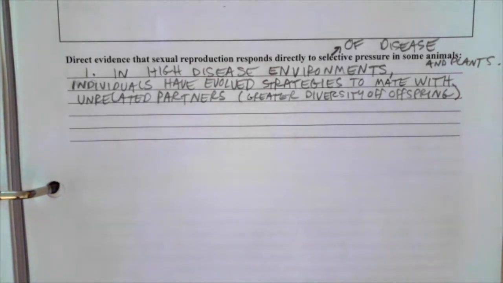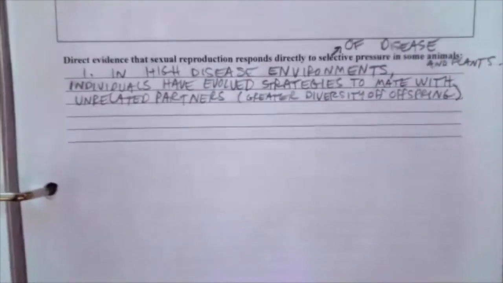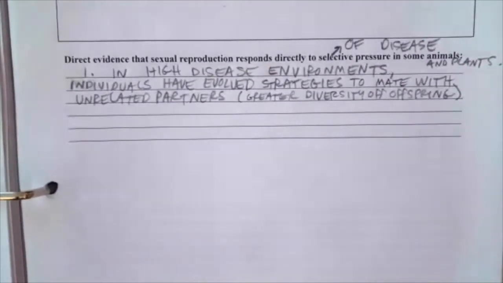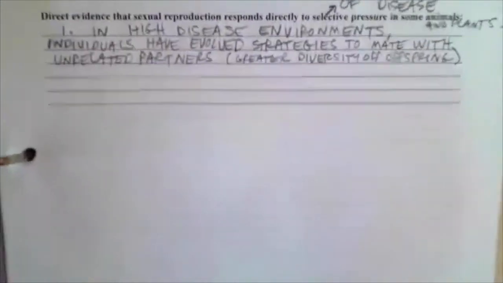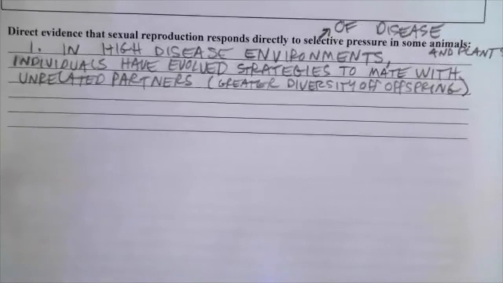Jarrett, what does it say in the parentheses? It's so grainy, I can't see letters. What does it say in the parentheses? It's so grainy that I can't see letters. Greater diversity of offspring. I wonder if I can do better. Maybe I can do better.